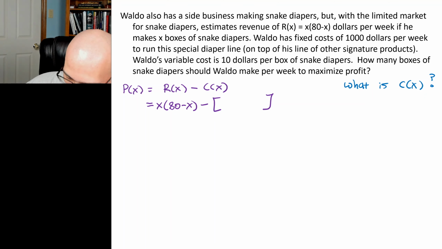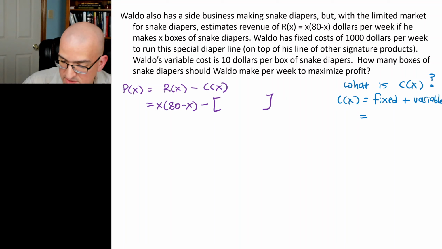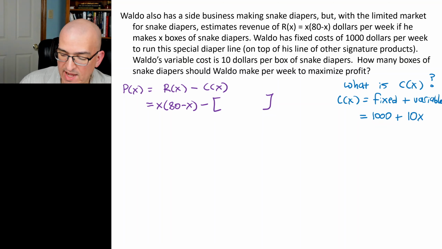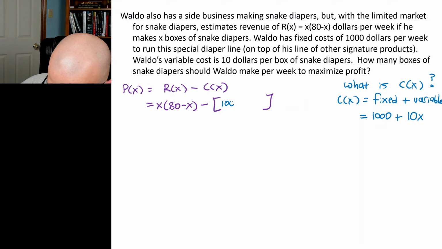So our cost function is going to be equal to our fixed plus variable. Fixed costs plus variable costs. Our fixed cost is $1,000. Our variable cost depends on how many boxes we make. It says Waldo's variable cost is $10 per box. So we want to know how many to make. We don't know what that number is, so it's 10 times X, where X represents how many we're going to make. So I'm going to put that in for C of X, 1,000 plus 10X.